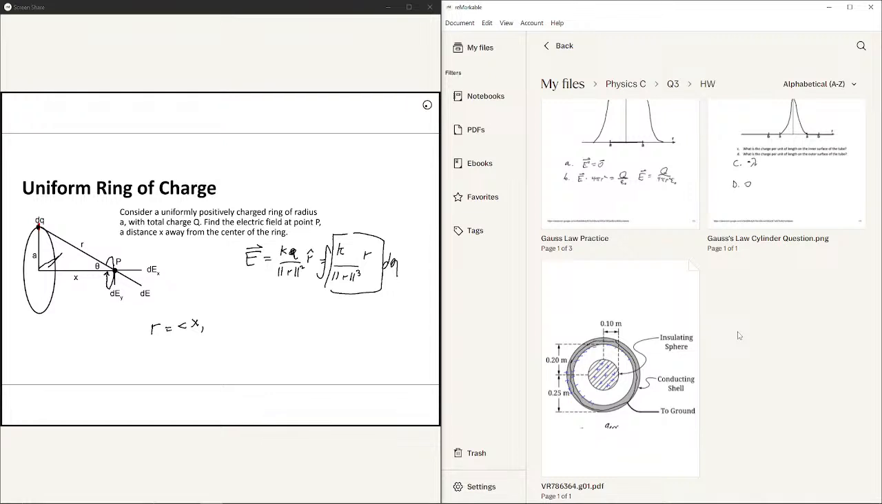The radius is a. It's going to be a cos phi. Does that make sense? Yeah, it makes perfect sense. And then it's gonna be a sine phi for y, and 0.